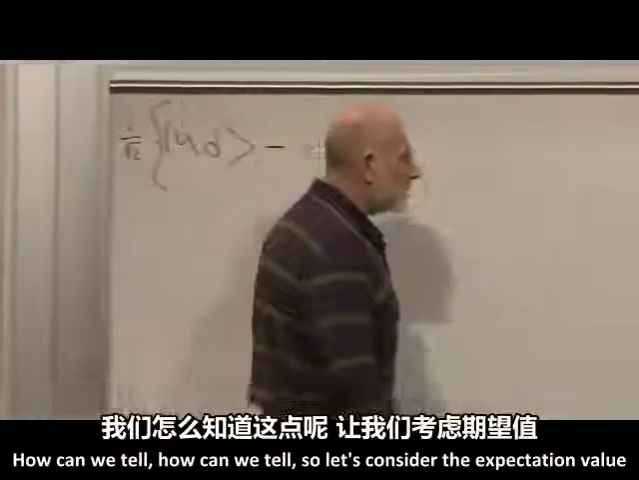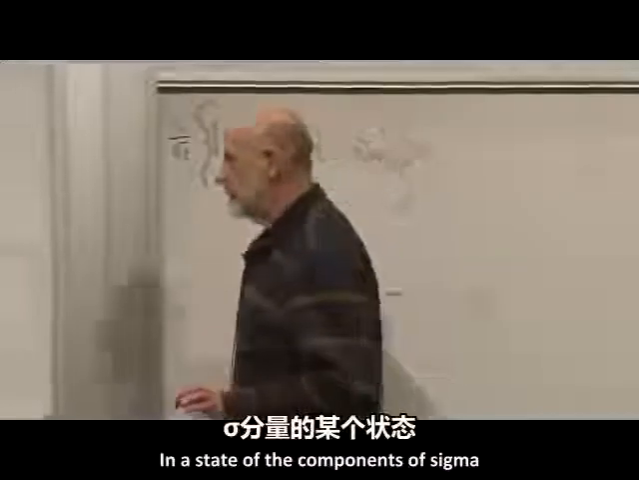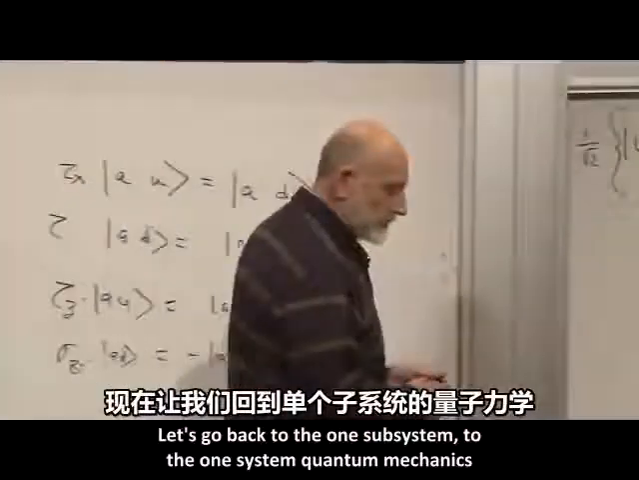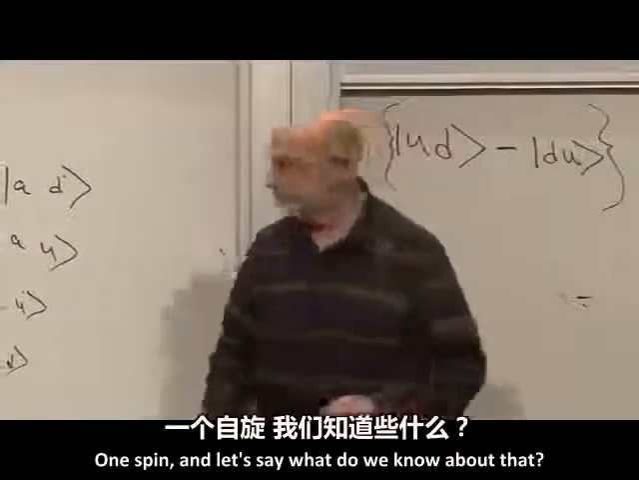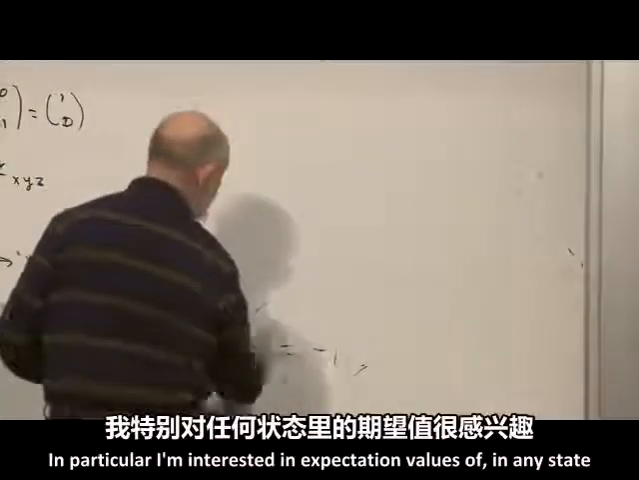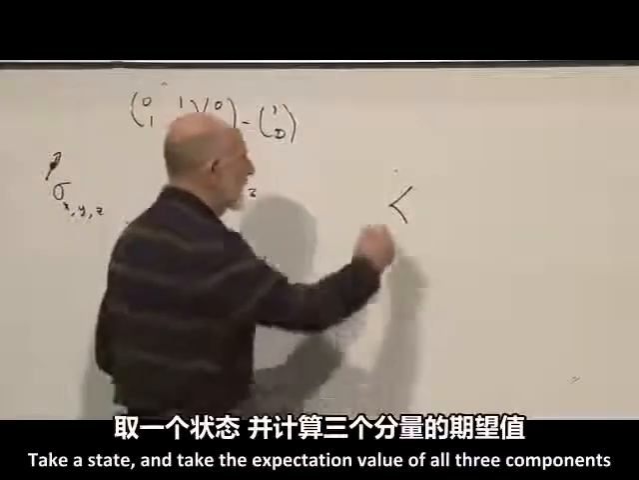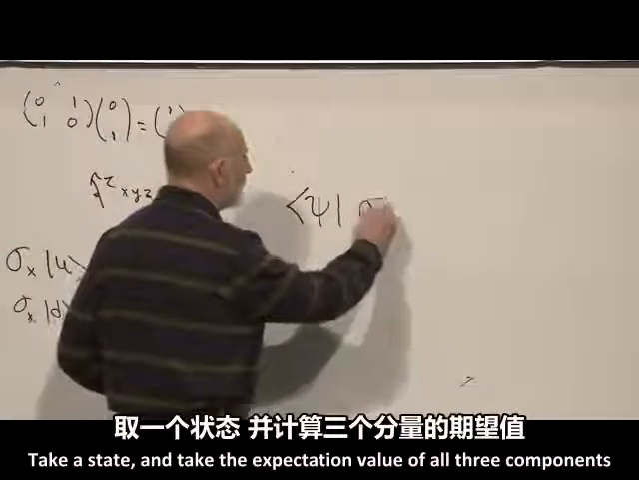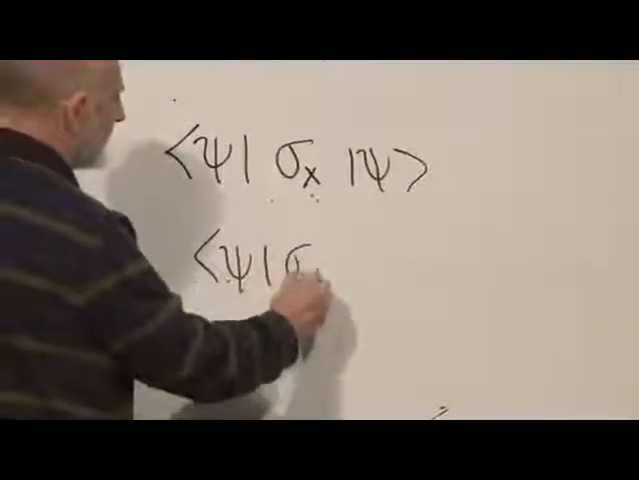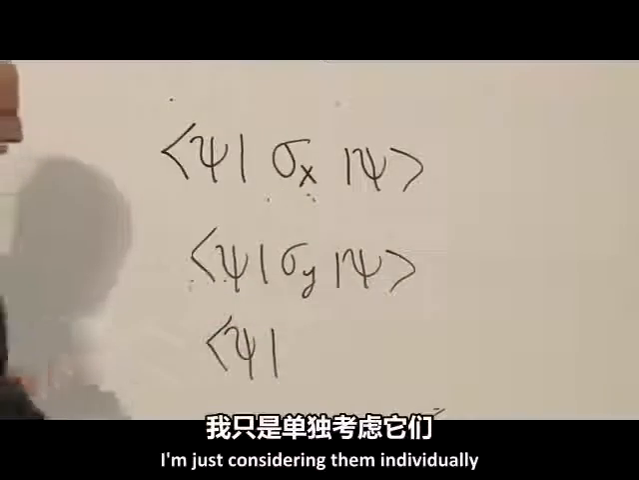So let's consider the expectation value, in a state, of the components of sigma. Let's go back to the one subsystem, to the one-system quantum mechanics, one spin. And let's ask, what do we know about that? In particular, I'm interested in expectation values, in any state, of all three components. This is the average value. I'm not multiplying or anything. I'm just considering them individually.